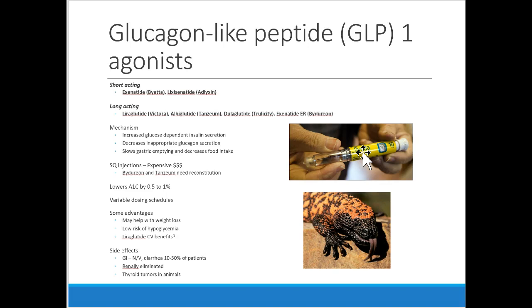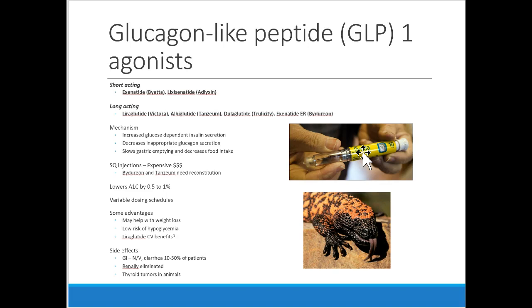Some advantages: they may help with weight loss, very low risk of hypoglycemia, and some of them have started to show cardiovascular benefits. So again, with some of these newer drugs, people ask, well, what about the cardiovascular benefits? Can we prove that these drugs not only lower A1C but have better benefits outside of diabetes treatment? The drug companies are trying to get all over this right now. I think that's going to be one of the pushes we see, some crossover from these medications into other disease states where currently they aren't recommended just for that use, right?